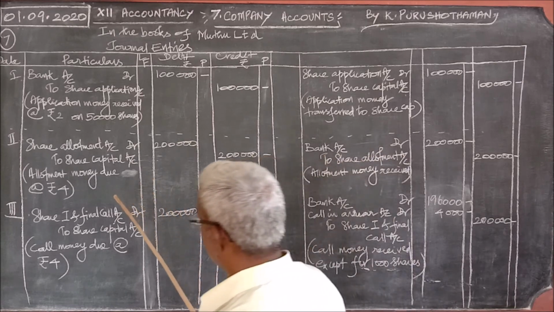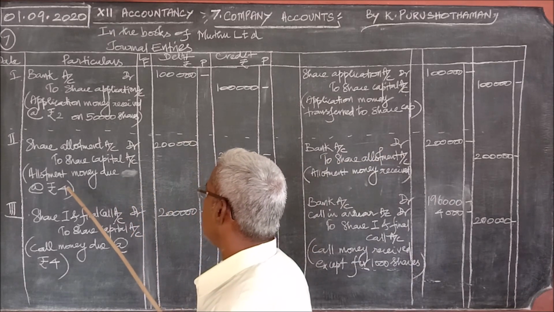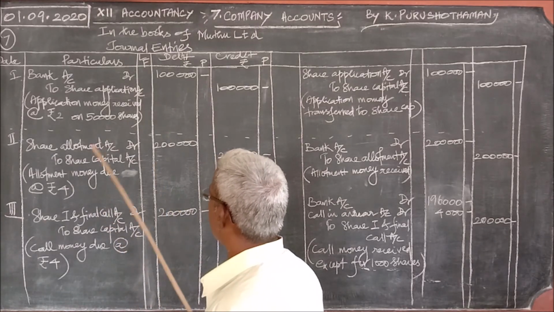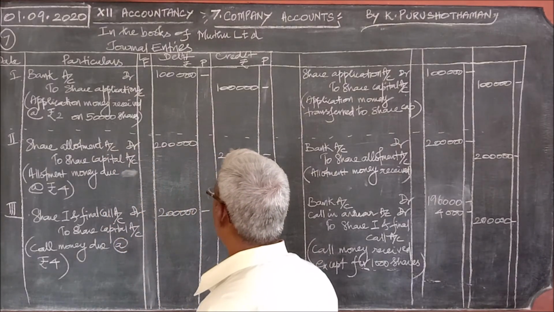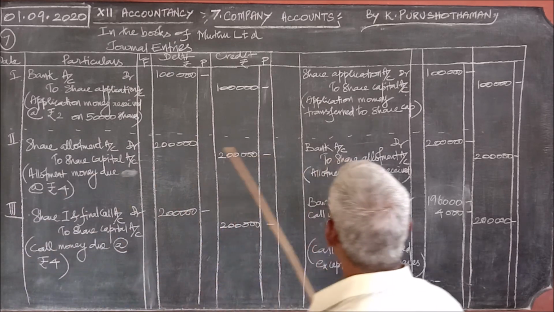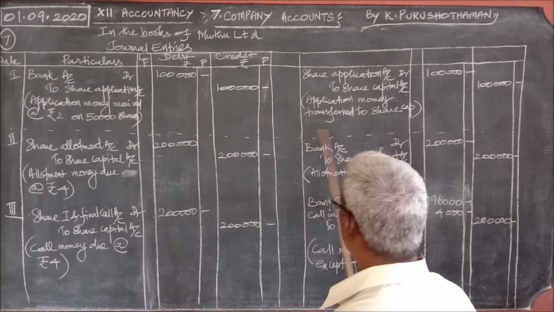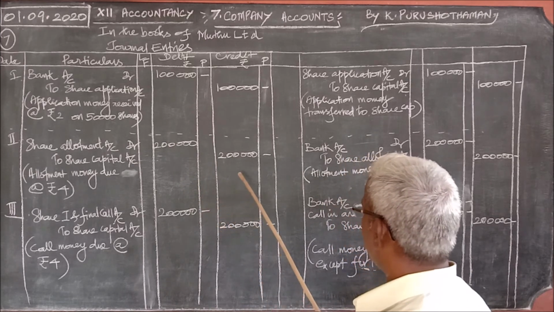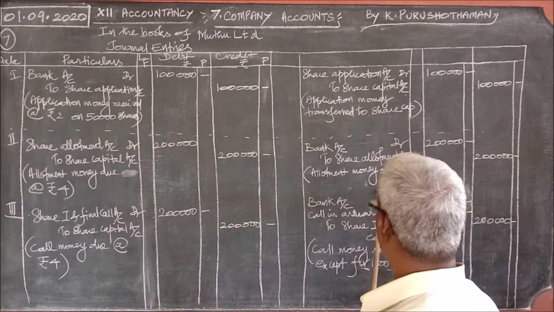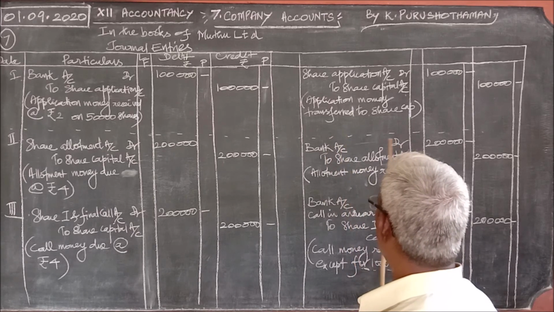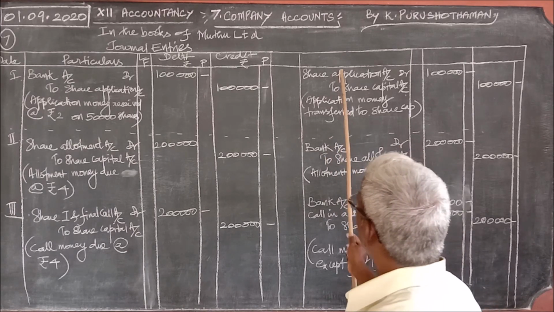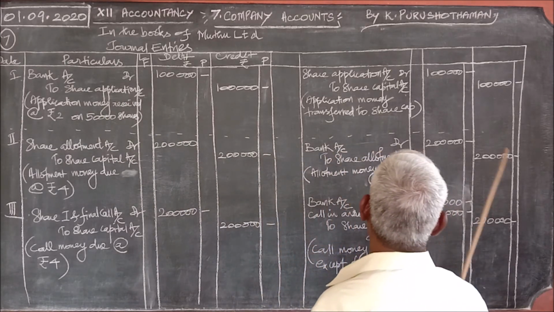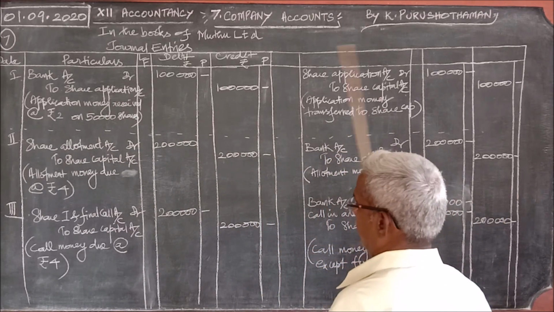So, we come to the point once again. The allotment money is 4 per share. Therefore, for 50,000 shares, 4 into 50,000, 2 lakhs I have written here. This is the letter sent to the shareholder. After seeing the letter, the shareholders pay the money. Therefore, bank account debtor to share allotment account. The same thing: this will come here, this will go there. The same 2 lakhs allotment money received.